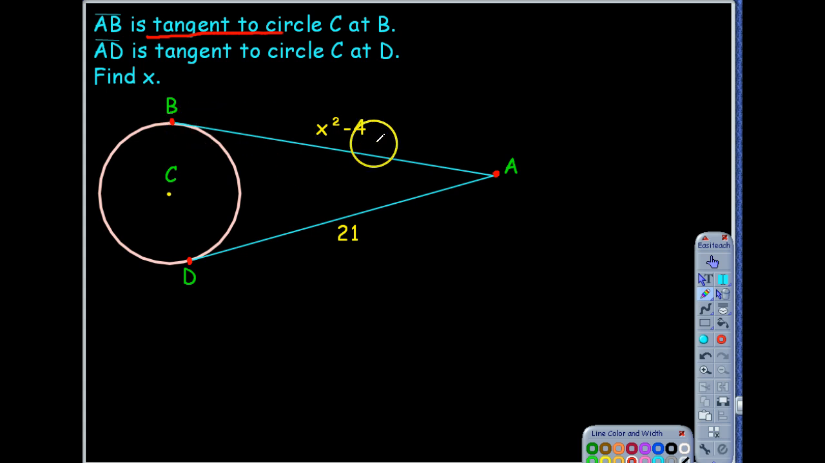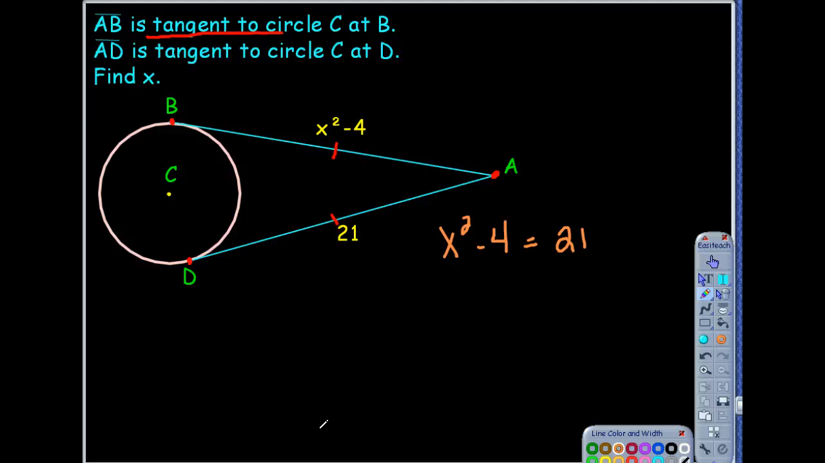Because what do we know about any two segments that are tangent to the same circle and have an endpoint that's at a common point outside the circle? That they're going to be congruent segments. Wonderful. So I'm looking at this and I'm thinking I could probably write an equation now. Yeah, since they're congruent, we can set them equal. And that's going to be x squared minus 4 is equal to 21. Awesome. Now, we've got a quadratic equation here.